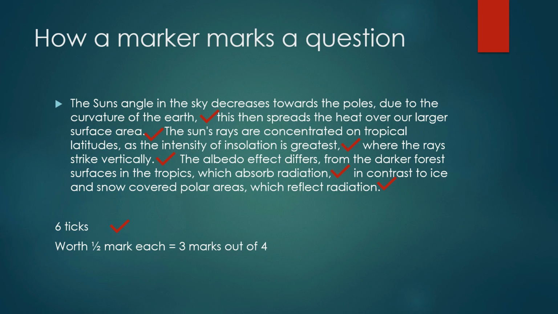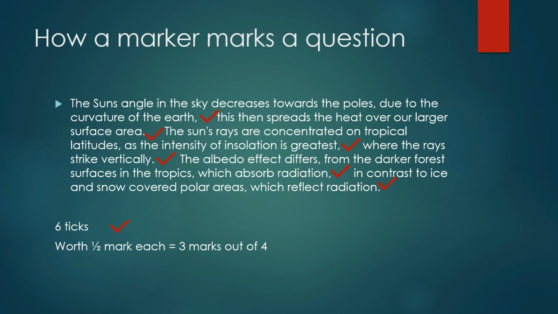You could get 1 mark in this question for: the sun's angle in the sky decreases towards the poles. Due to the curvature of the Earth, this then spreads the heat over a larger surface area. The point you are making is that the sun's angle striking the curvature of the Earth has an impact on insolation. That's the first part of it.